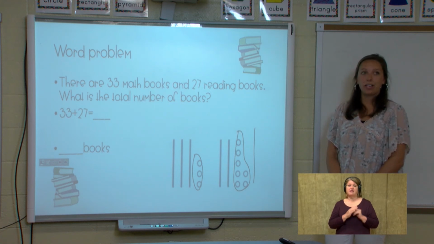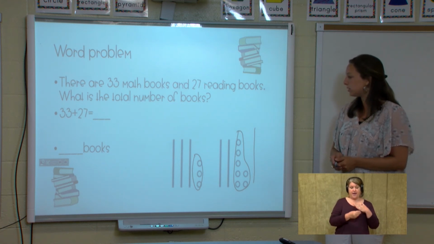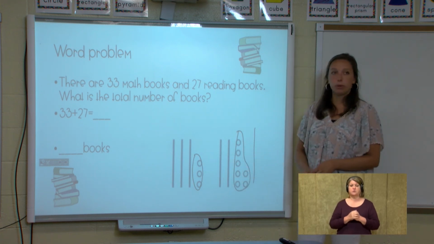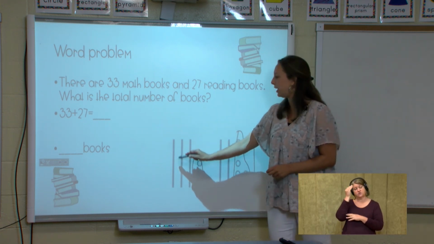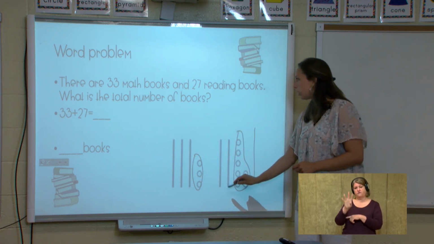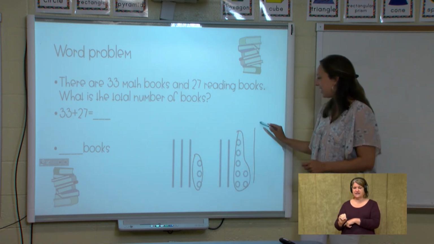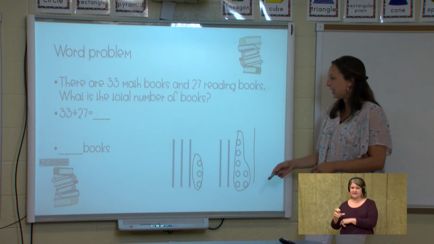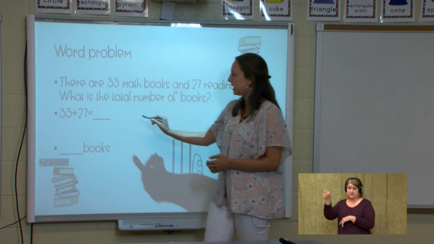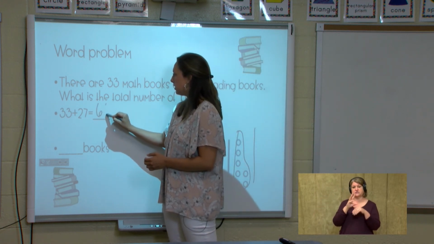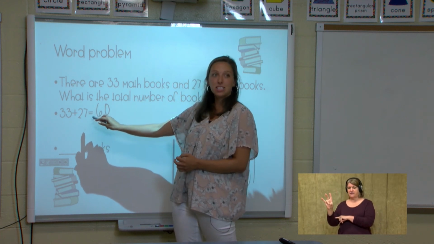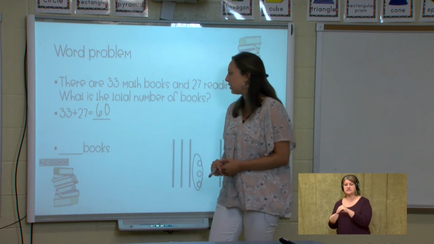Then you add your tens and your ones. We have these rods, so we know we're going to count by tens. 10, 20, 30, 40, 50, 60. I had 6 rods, so it equals 60. 33 plus 27 gives us the sum 60.